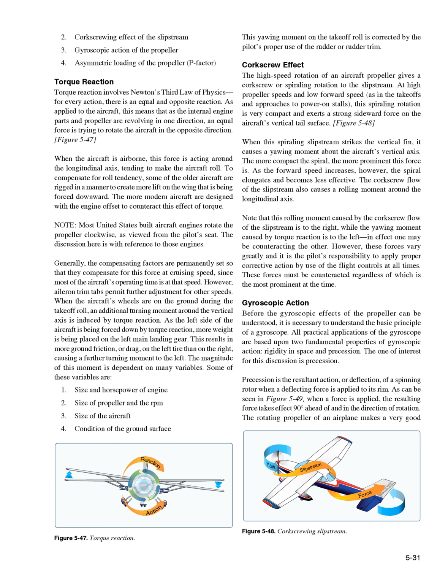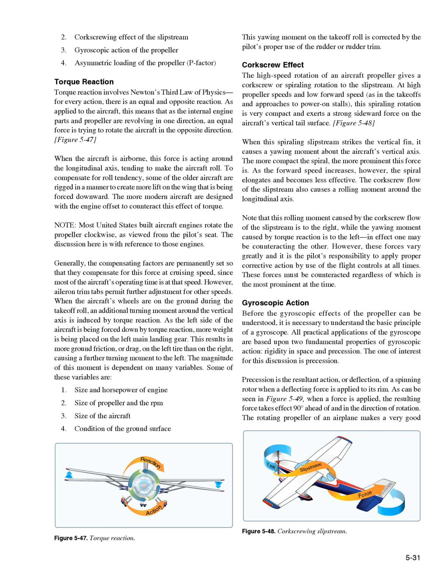Note, most United States-built aircraft engines rotate the propeller clockwise, as viewed from the pilot's seat. The discussion here is with reference to those engines. Generally, the compensating factors are permanently set so that they compensate for this force at cruising speed, since most of the aircraft's operating time is at that speed. However, aileron trim tabs permit further adjustment for other speeds.